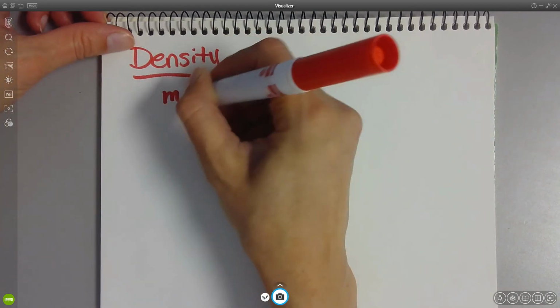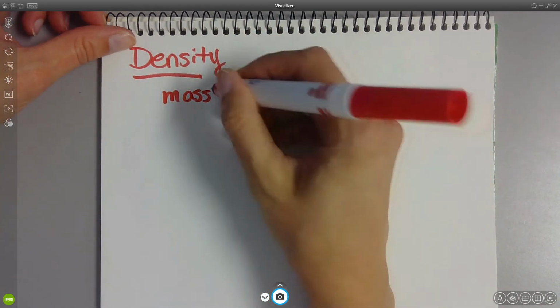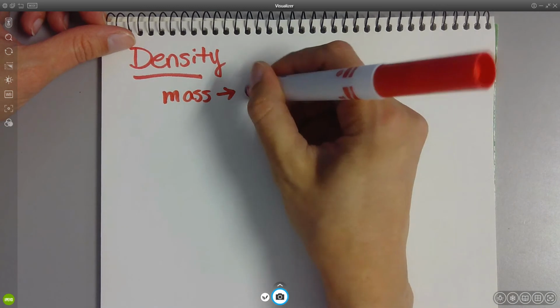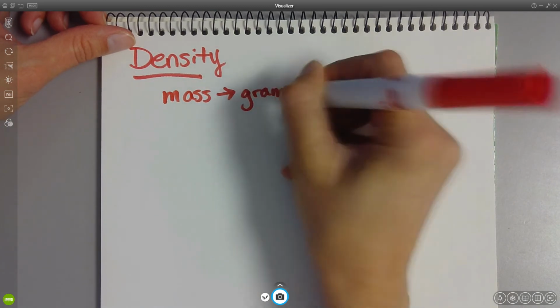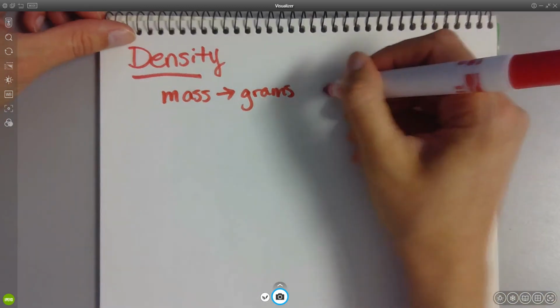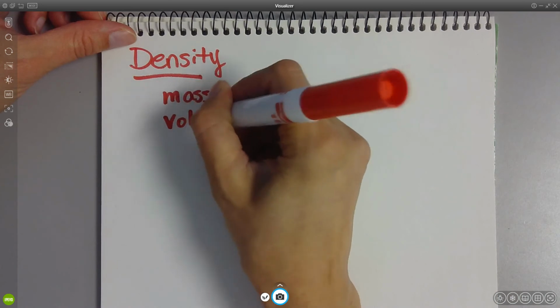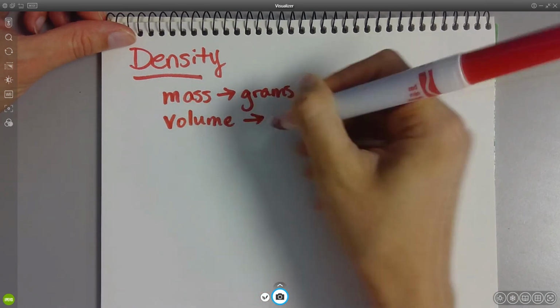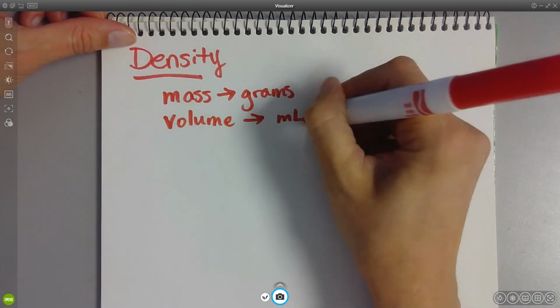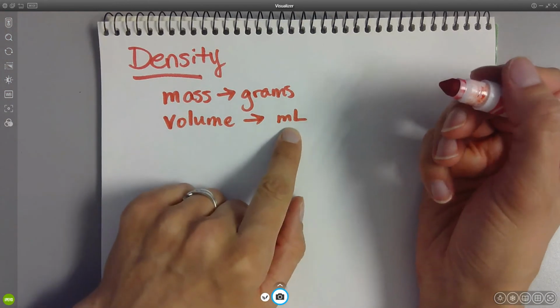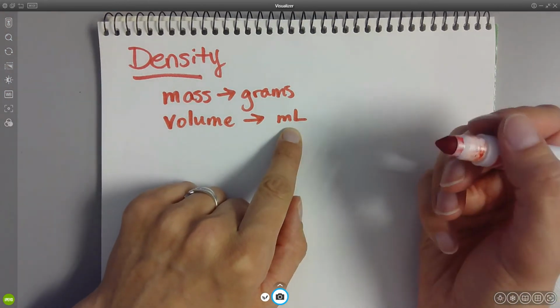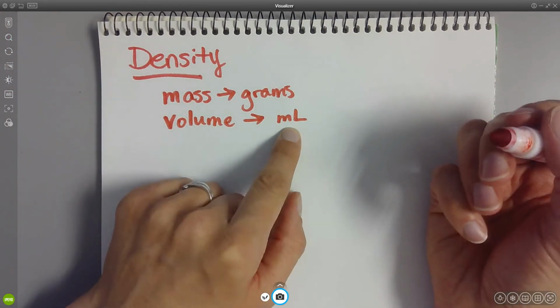We measure mass. What unit of measure do we use to measure mass? Grams. And what unit of measure do we use to measure volume? We can use milliliters. The milliliter is kind of the most common, especially in this class, because we deal with small amounts of things. But of course, you could do liters.